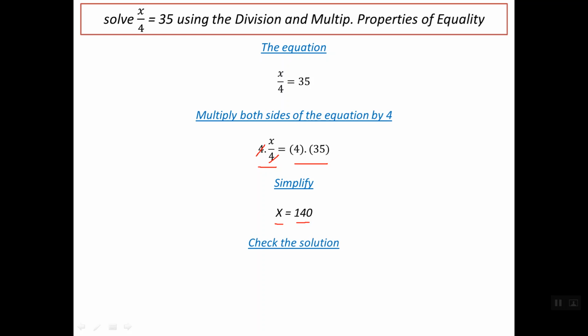Simply we can check this solution. This is the equation. Now we substitute 140 for x. So 140 divided by 4, is it equal to 35? We need to check. For the left side, 140 divided by 4 gives us 35, and the right side is already 35. So the equation is true and balanced. So the solution is completely correct.